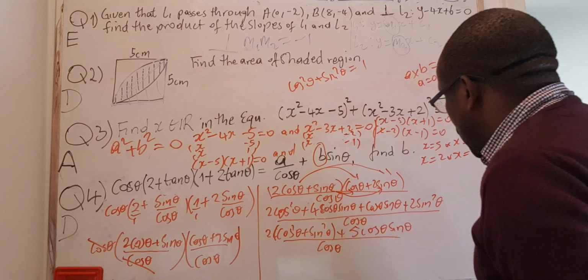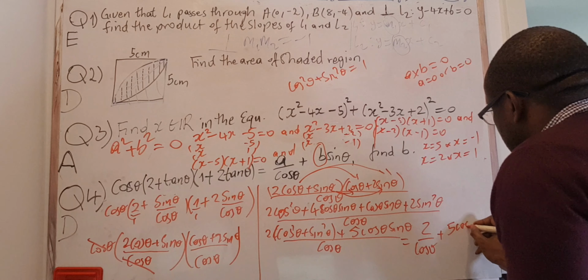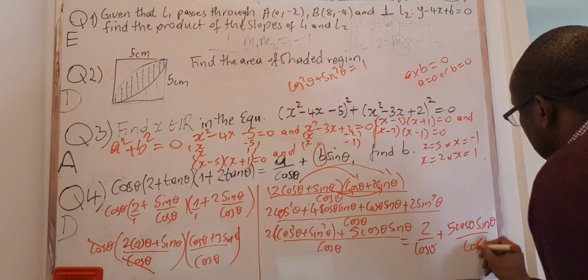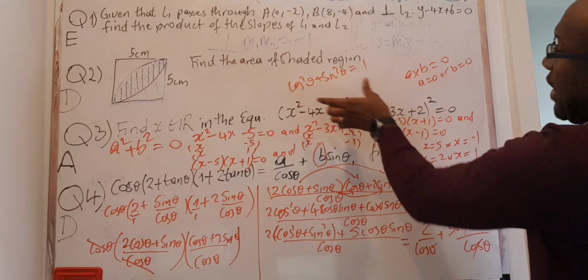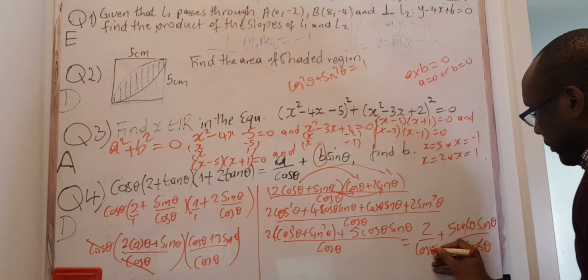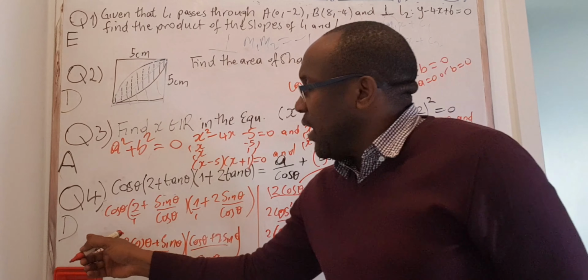And if I write this well, then this is 2 divided by cosine theta plus 5 cosine theta sine theta divided by cosine theta. The cosine theta cancel and I get exactly the form that I was expected to show. A divided by cosine theta and B sine theta, and B is 5. Therefore the answer was 5, and that was D.